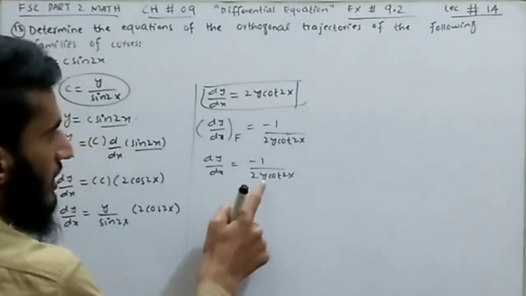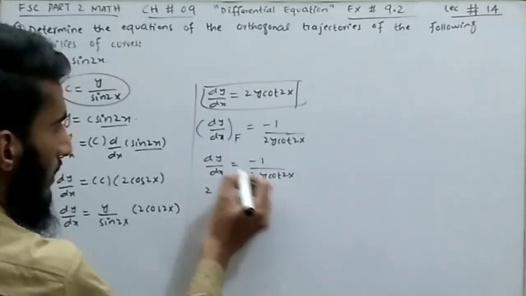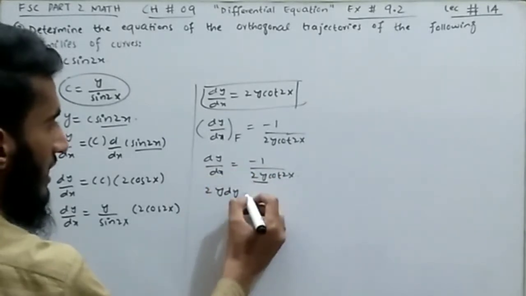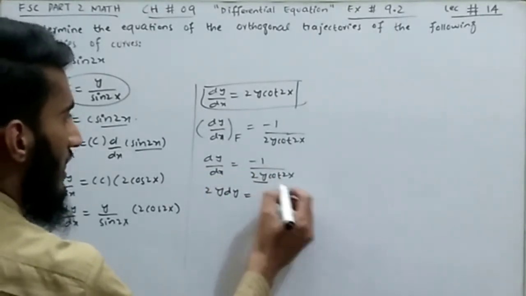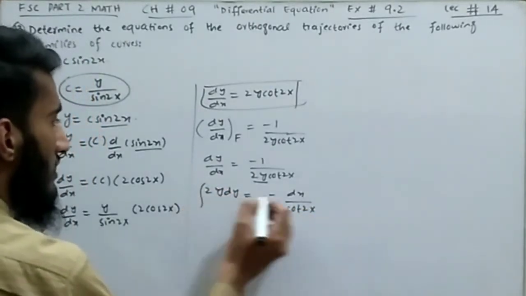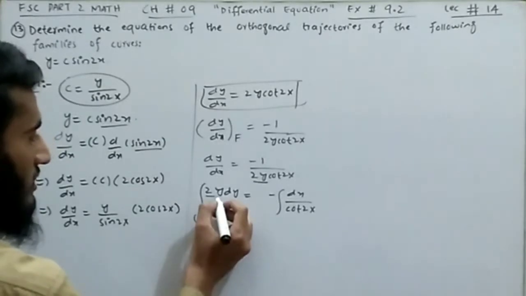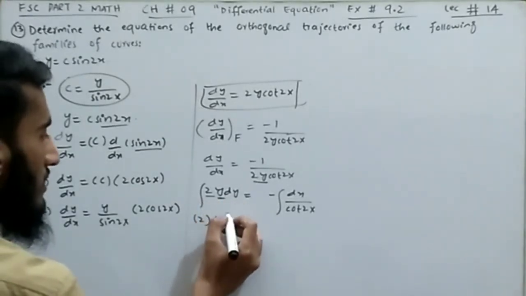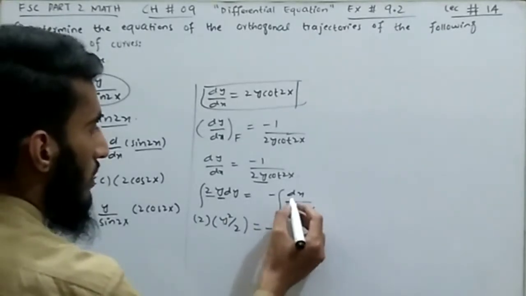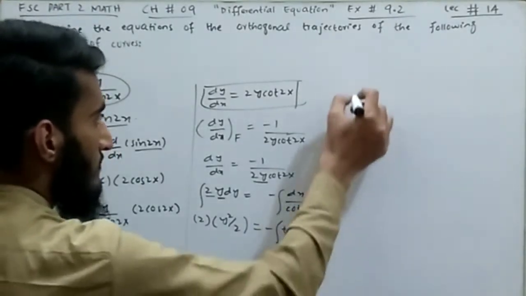Now shift y to this side and also 2, so it becomes 2y dy, and shift dx to the right hand side, it becomes minus dx over cotangent 2x. Taking the indefinite integral on both sides, 2 is a constant, so write it outside. Integration of y is y square divided by 2, which is equal to minus the integral of 1 over cotangent, which is actually tangent 2x dx.